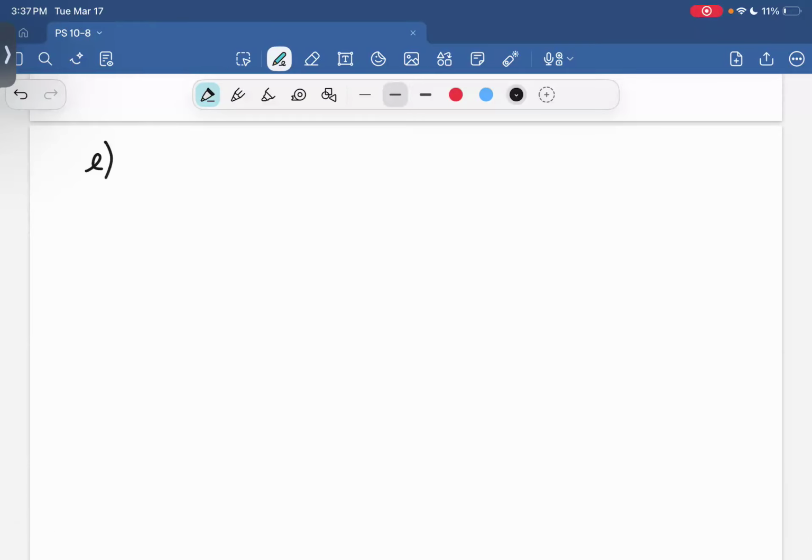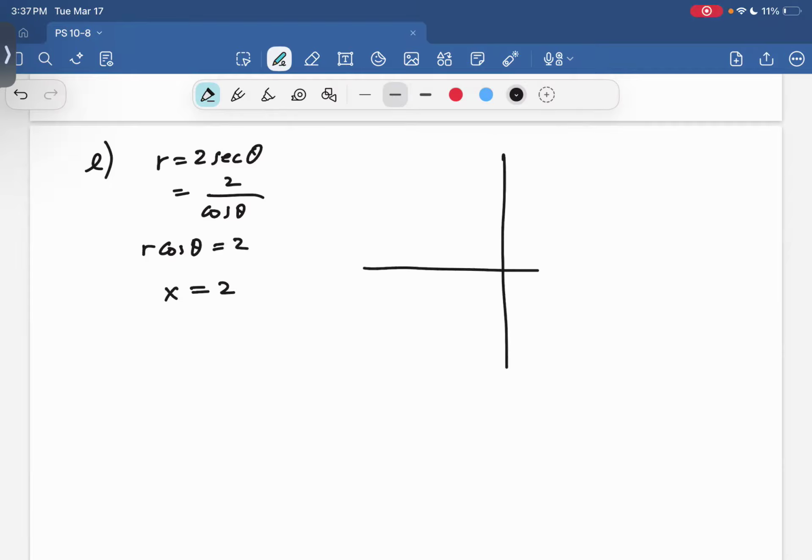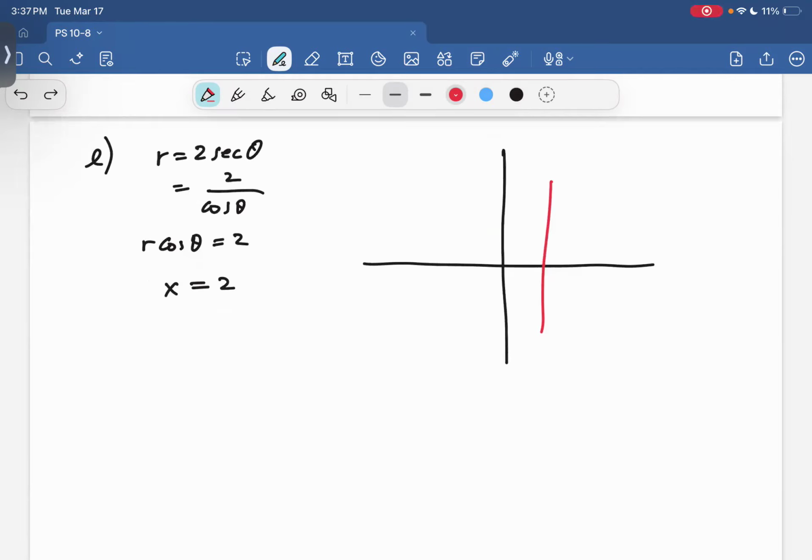Same thing for question L, r equals 2 secant theta. That's just 2 over cosine theta. So that means r cosine theta equals 2, and r cosine theta is just x. So this is the equation for that, which means that the graph is just a vertical line at x equals 2. Okay, label 2.